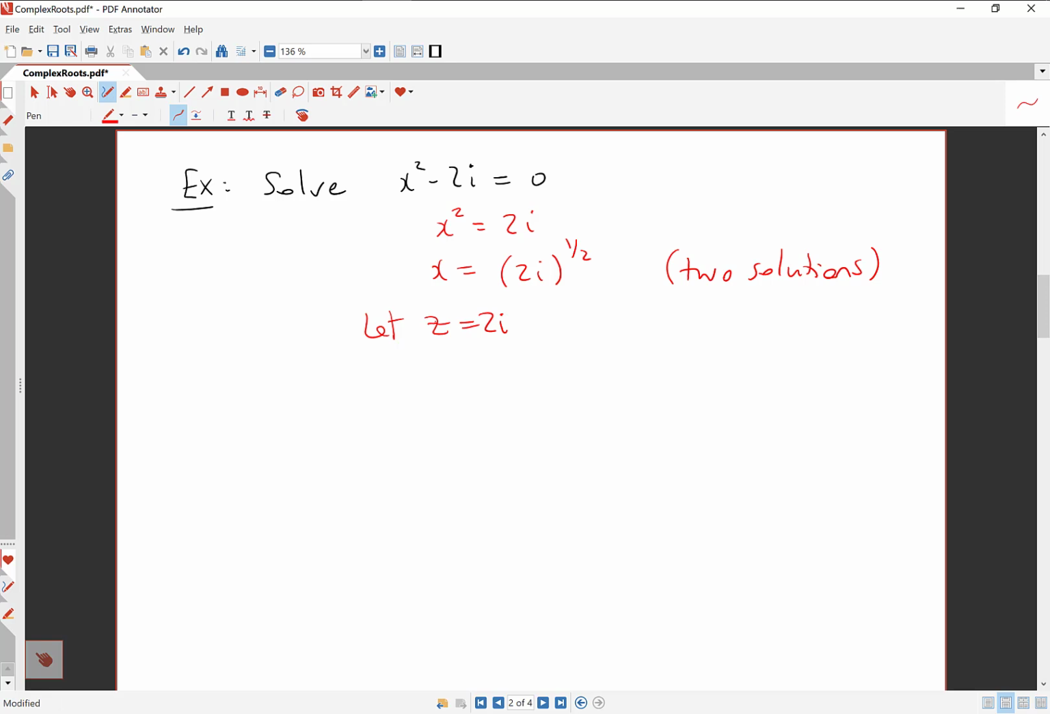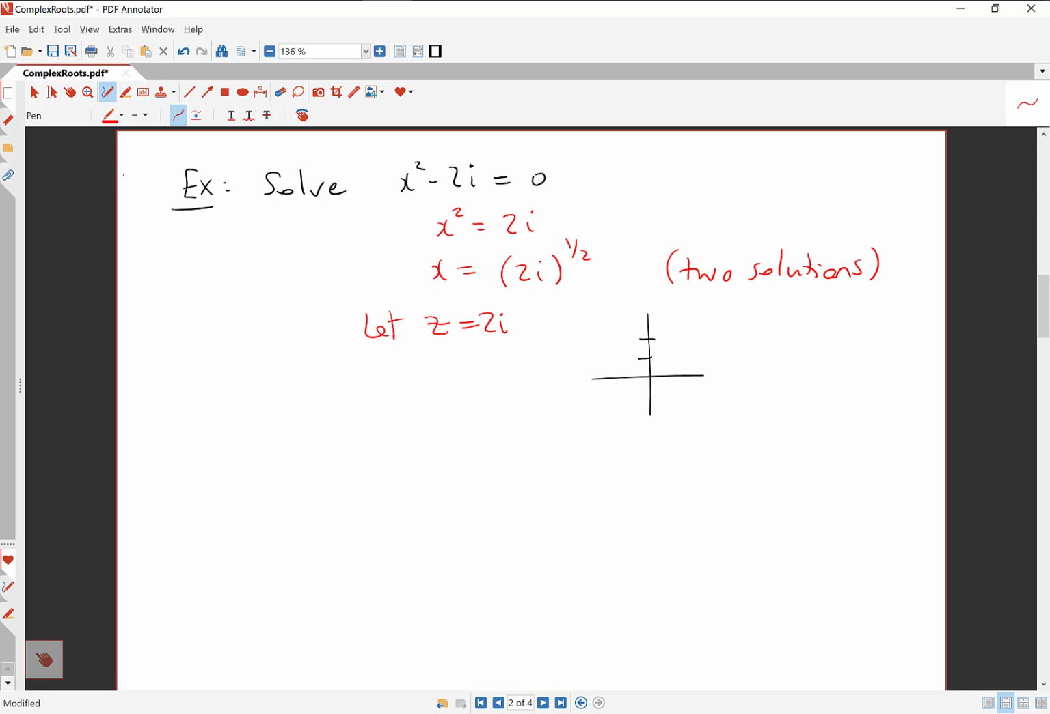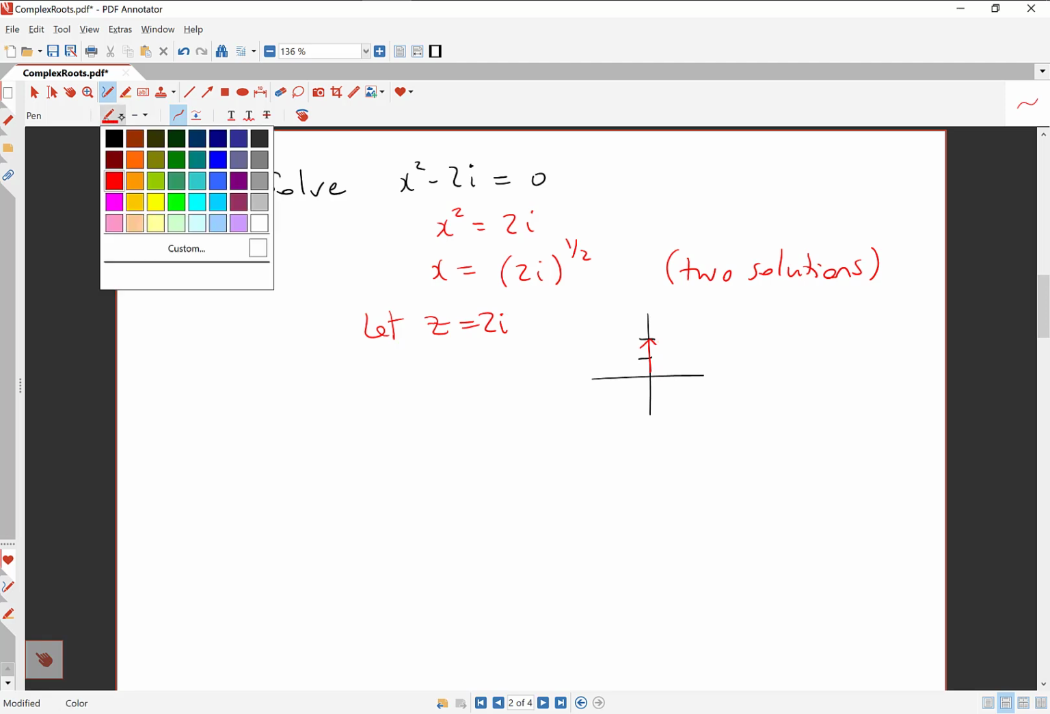Let's graph z because we can probably figure out the polar form fairly easily from the graph. So remember that our imaginary axis is the vertical axis. So if z equals 2i, then we've just got a vector that's going 2 units vertically like that. We can look at that picture and say the length of z will be 2 units, and the angle at which z is sitting is pi over 2. So from there we can get our polar form.